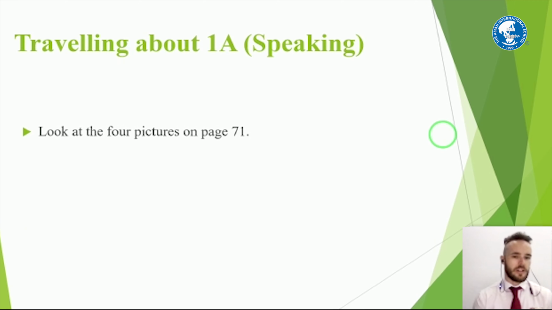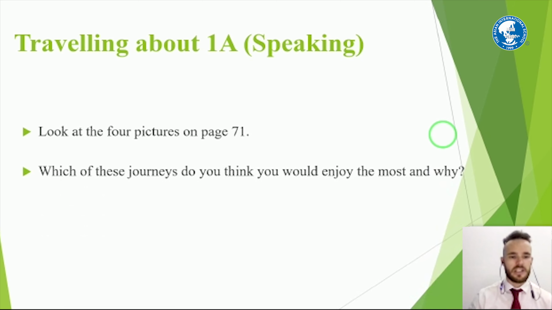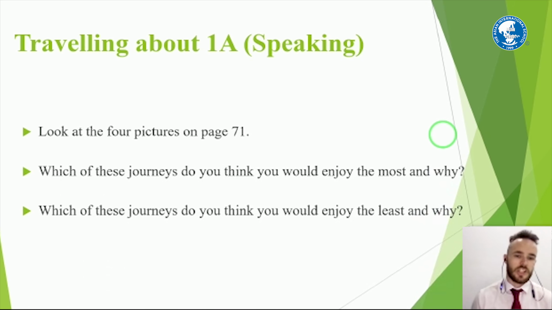So, first things first, have a look at the 4 pictures on page 71. If you can't see them, if you don't have a textbook, don't worry. I will show them on the next slide in a moment. I'm going to ask you these 2 questions. Which of these journeys do you think you would enjoy the most and why? And which of these journeys do you think you would enjoy the least and why?